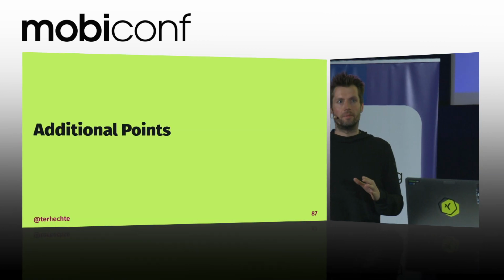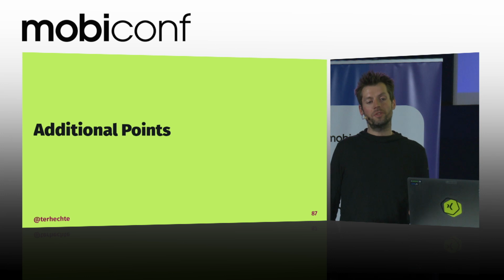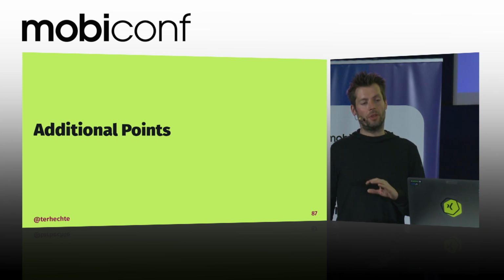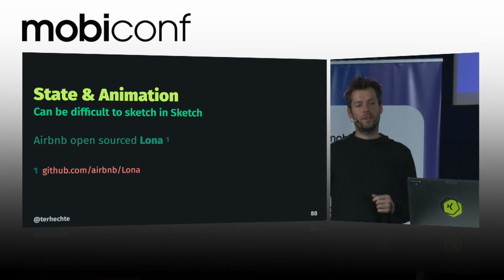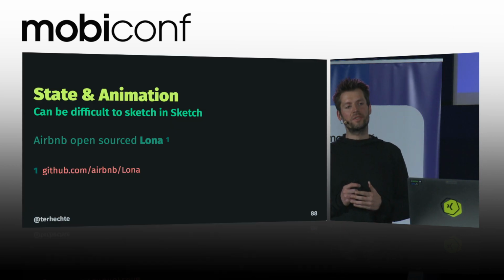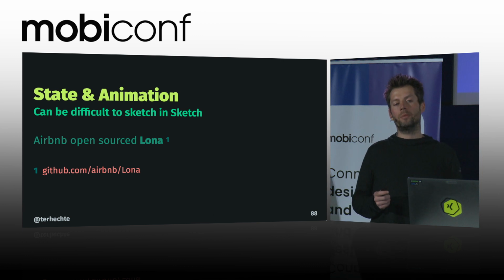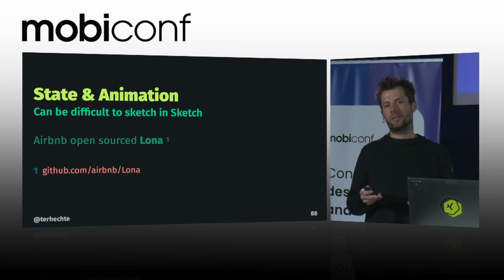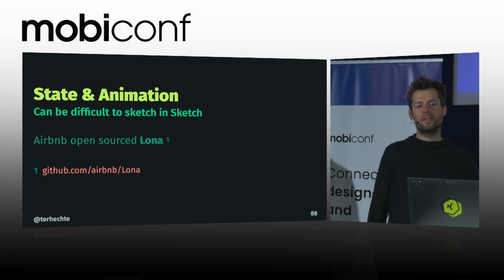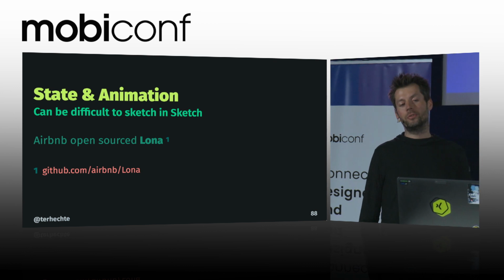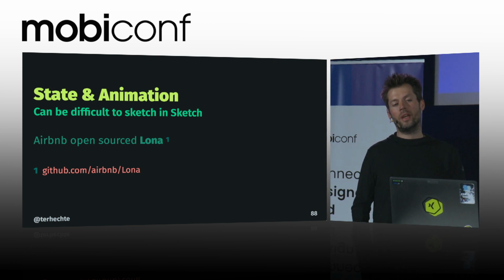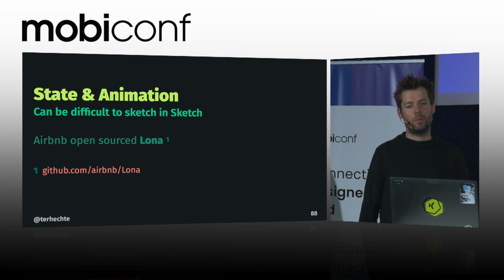With that, I would like to talk about some additional points that I didn't really mention in this general design system discussion. The first one is that if your design system should also encompass state and animation, and with state I mean highlighted state, is tapped, and so on, and animation is clear, then it's difficult if you want to use, for example, Sketch, because you can try to encode it in there, but that's tricky, because Sketch is not made for animation.